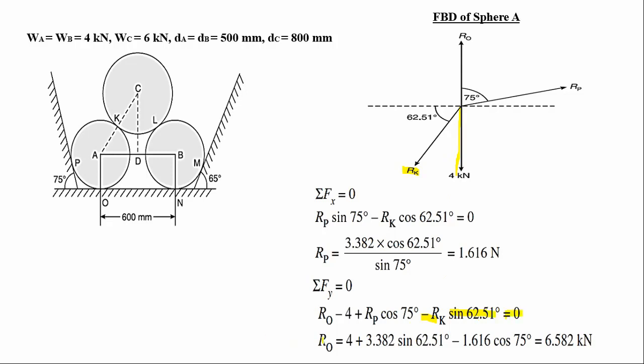If you substitute the values of RP and RK that we have calculated and solve, you will get the value of RO. The value of RO will be equal to 6.582 kilonewtons. Thank you.